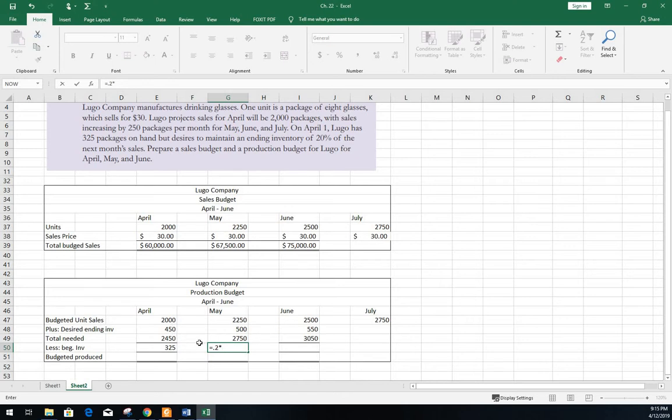Oh wait. This is 20% of the next month's sales. Okay. So sorry, that's incorrect. This one is the only one that's different. They gave us this, but remember that the desired ending inventory for 1 month becomes the beginning inventory for the next month. So this is actually the same as this. This is equal to this. And this is equal to this.